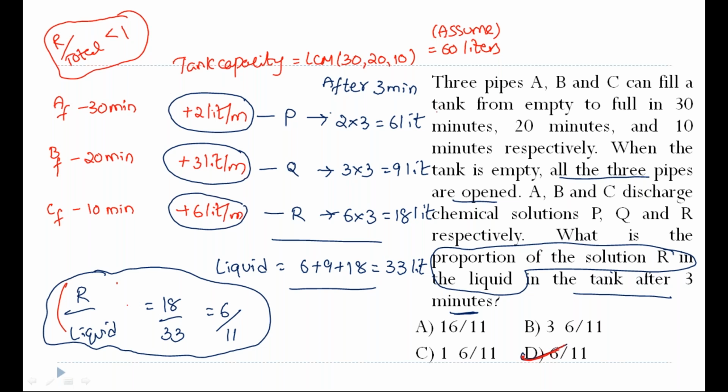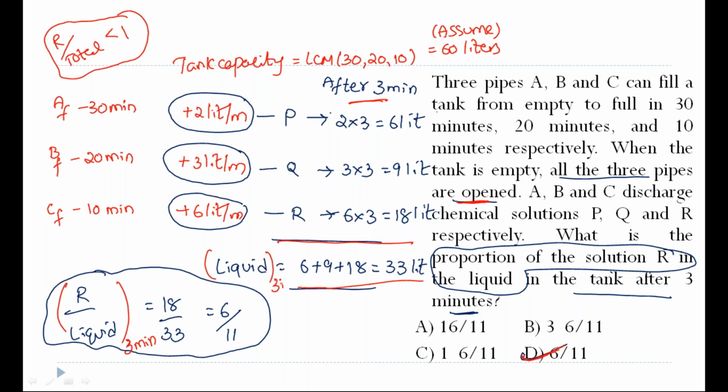I'll just mention here as well, R out of liquid after 3 minutes. Here, in 1 minute it is filling 2 liters. All pipes are open for 3 minutes. Pipe A is open for 3 minutes, so 2 into 3, 6 liters filled. Pipe B is also open for 3 minutes. As this is filling 3 liters, 3 into 3, 9 liters. Pipe C is also open for 3 minutes. It is filling 6 liters per minute, so 6 into 3, 18 liters. So 33 liters is the total liquid after 3 minutes in the tank.